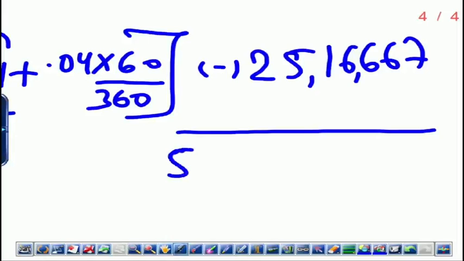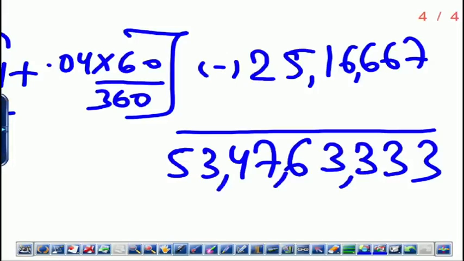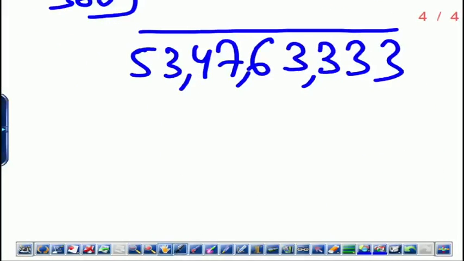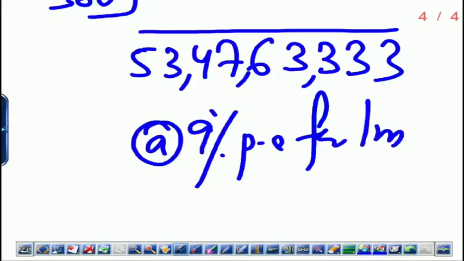This is 53,47,63,333. Perfect. Okay, 53,47,63,333. This is the amount required after 60 days. This is borrowed at 9% per annum for 1 month.